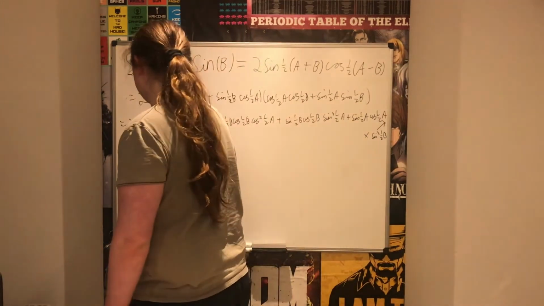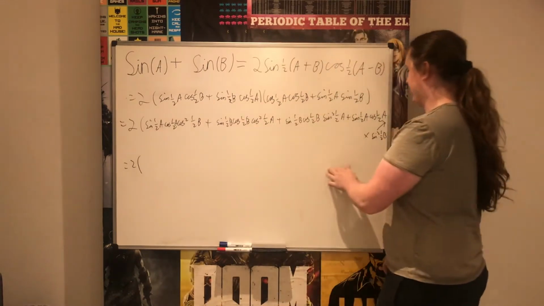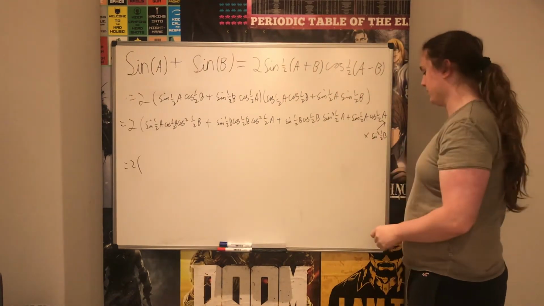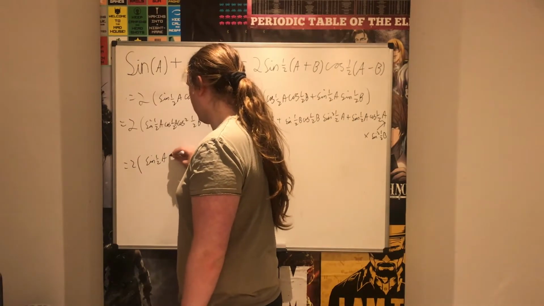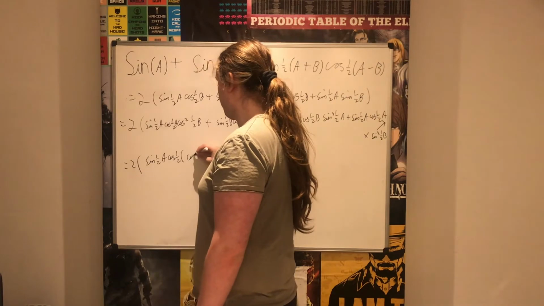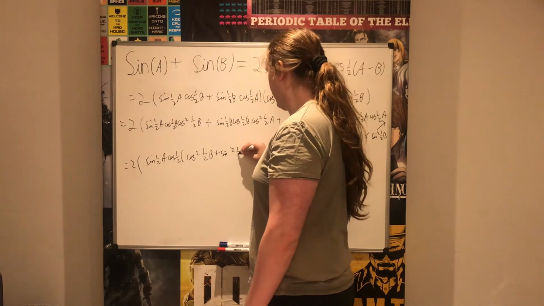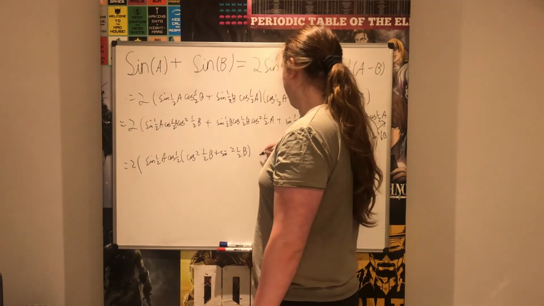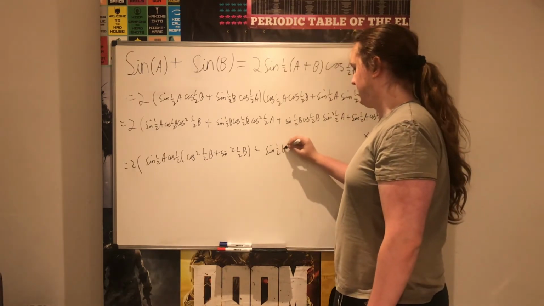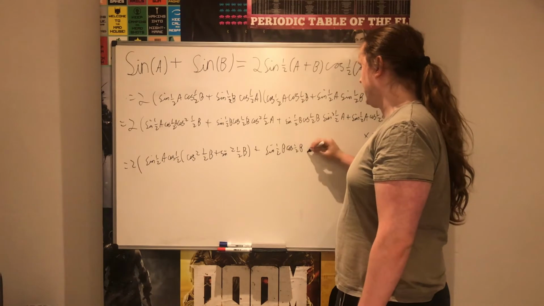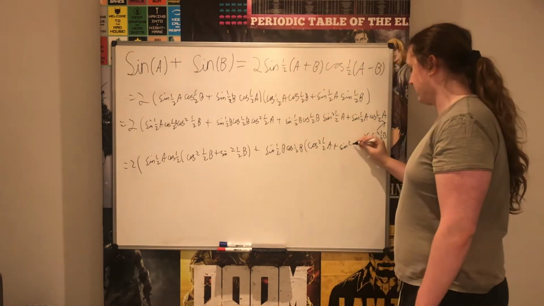Now here we have sine of a half a cos of a half a, and here we also have sine of a half a cos of a half a. So we can factorise these, giving us sine of a half a cos of a half a multiplied by cos squared a half b plus sine squared a half b. And then these two terms we can factorise out as sine of a half b cos of a half b multiplied by cos squared a half a plus sine squared a half a.